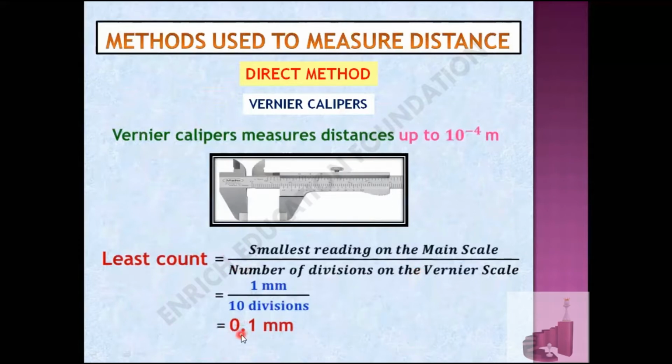So how is this calculated? That is, the smallest reading that is measured on the main scale. On the main scale, the smallest reading measured will be 1 millimeter divided by the number of divisions on the vernier scale. The number of divisions normally found on the vernier scale will be 10 divisions, that is from 0 to 10 here. So we have the number of divisions on the vernier scale as 10. So 1 by 10 will give you 0.1 millimeter. So this is the smallest value that can be measured with the vernier caliper.